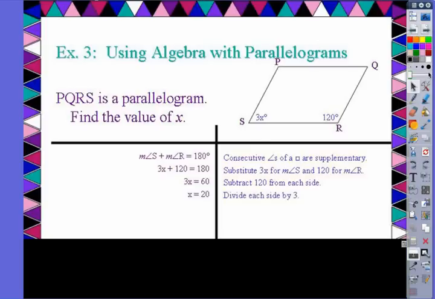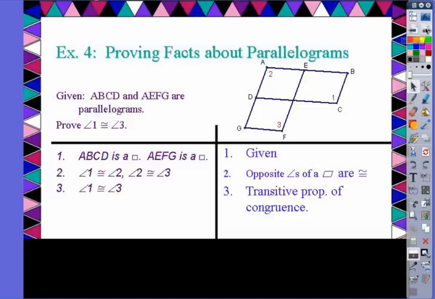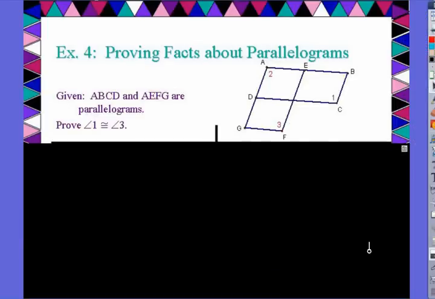All right. So what about this guy? Let's do a little proof. Okay, so given that ABCD, now look at that one. ABCD, that's that top kind of wide parallelogram. That's a parallelogram, we're told that. And also AEFG. So we get this guy right here that's also a parallelogram. We want to prove that angles 1 and 3 are congruent. Okay? Any suggestions how maybe we could do that?